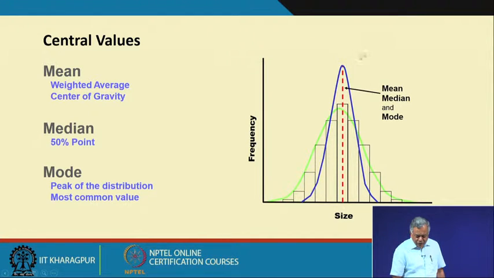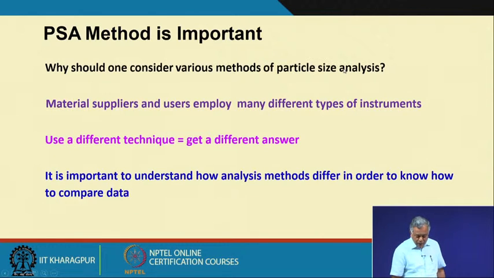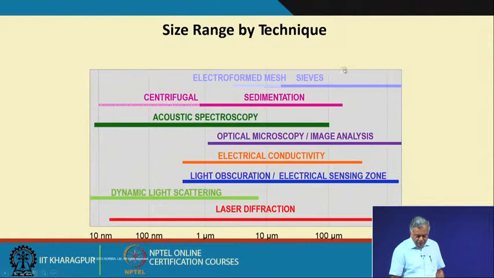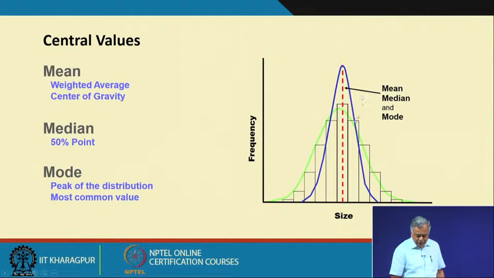Now, if I have a distribution like this, then the mean, median and mode all coincide here. But in some cases, you may have a distribution plot skewed towards left or towards right. Then your mean, median and mode are different. So, when I look at the shape of the distribution curve, I have some basic information about the particle size distribution of that assemblage.